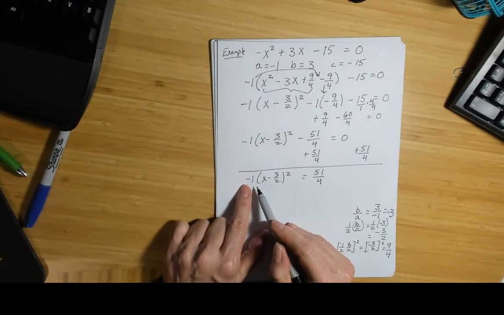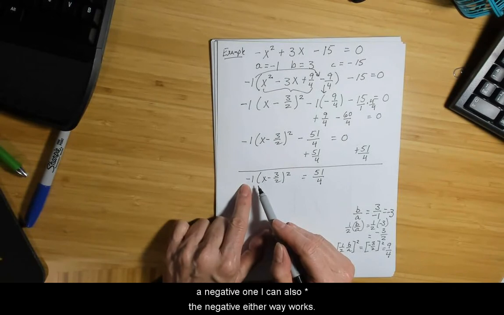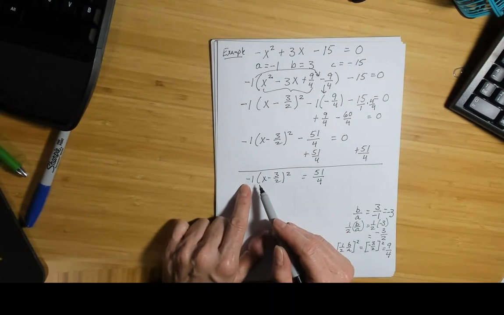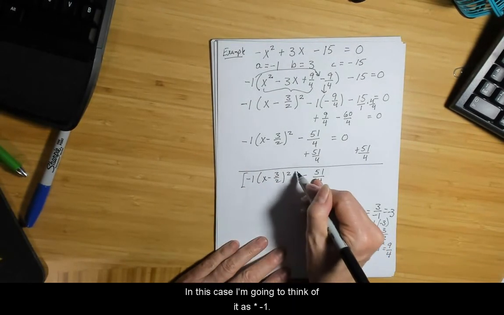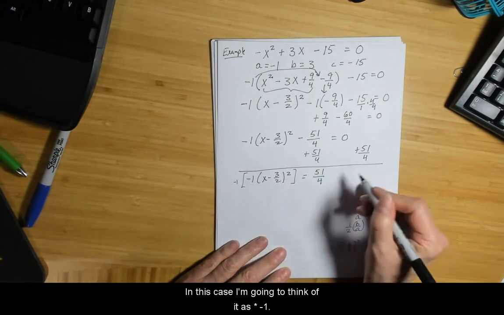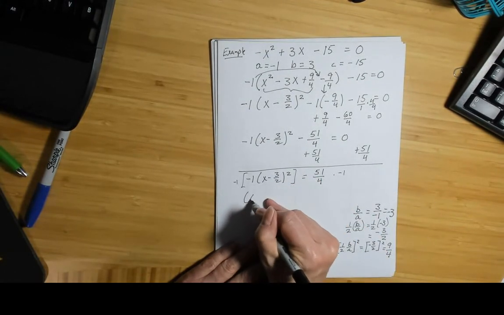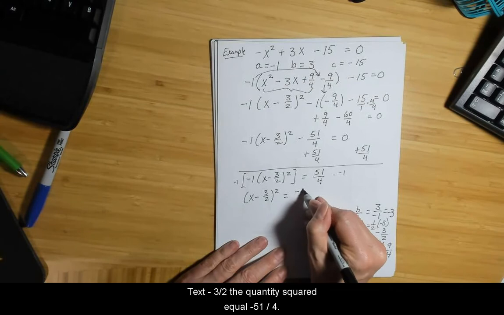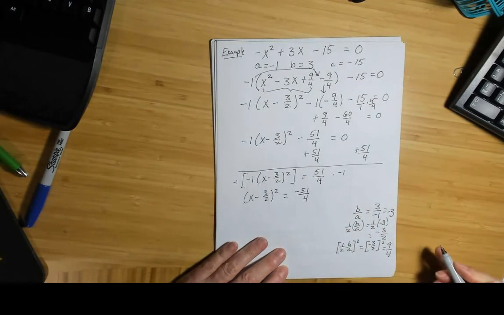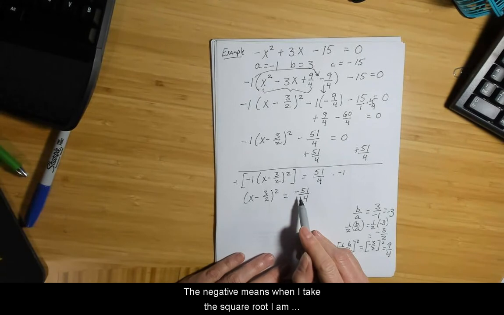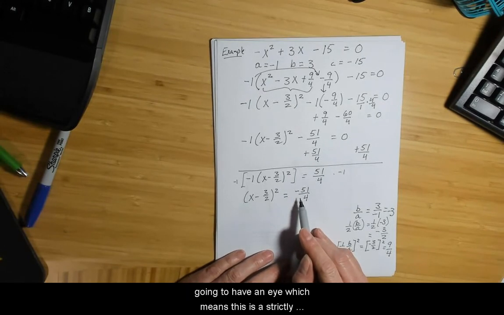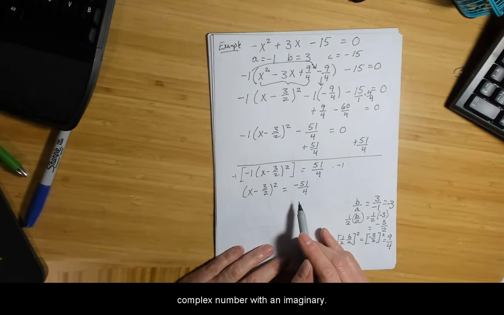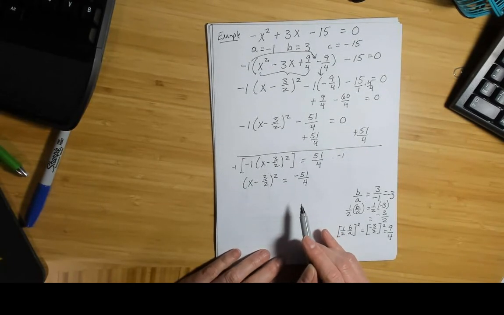Now I've got the negative here. I can either divide by the negative, or since it's just a negative 1, I can also multiply by the negative. Either way works. You can think of it either way. In this case, I'm going to think of it as multiplying by negative 1, and that will make this x minus 3 halves the quantity squared equal negative 51 divided by 4. The negative means when I take the square root, I am going to have an i, which means this is a strictly complex number with an imaginary part.